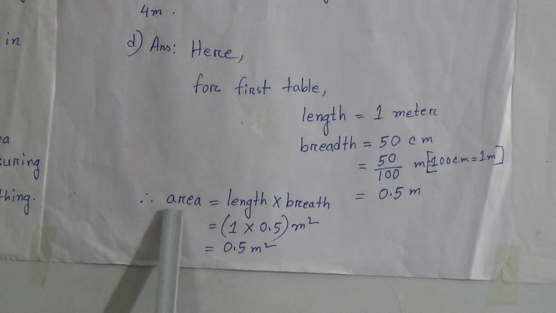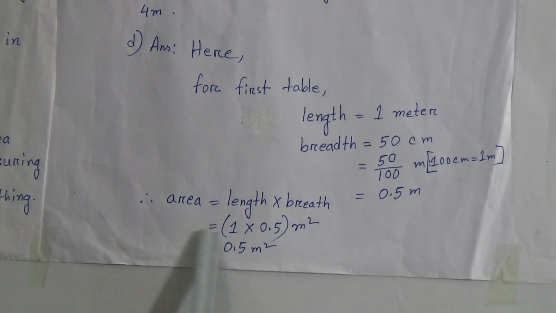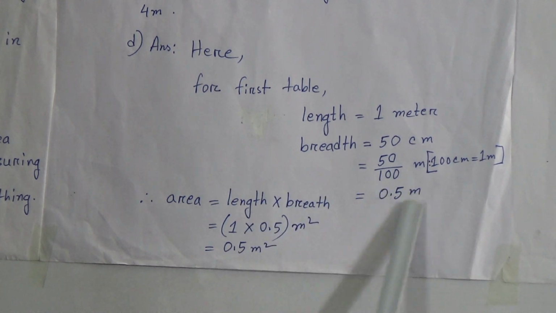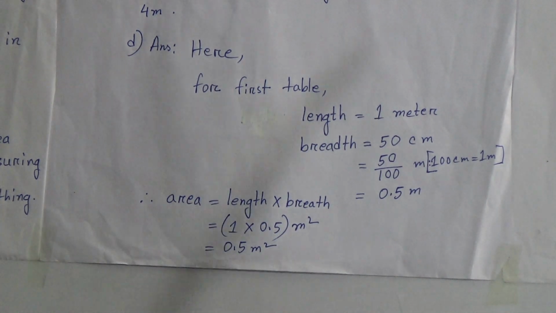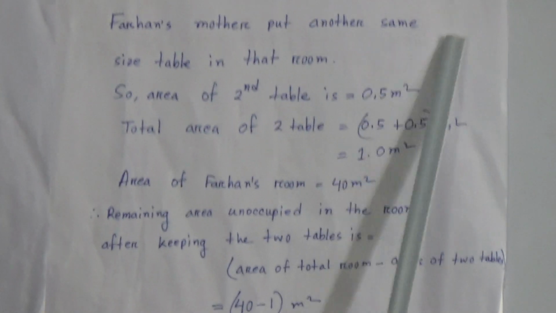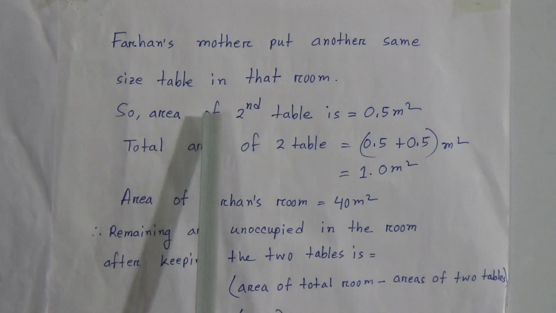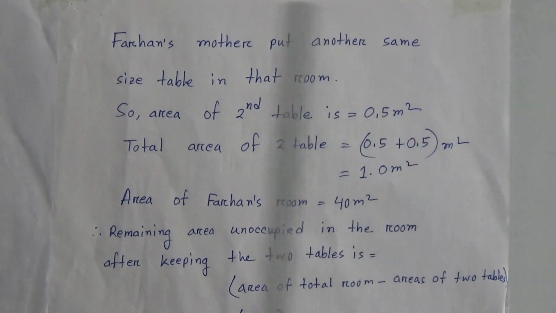Then we will write here the formula of area equal to length multiply breadth, and if we place their value, length value is 1 meter and the breadth value is here now 0.5 meter. If we multiply them, then we will find here 0.5 meter square. Now come to here, Farhan's mother put another same size table in that room. So area of second table is 0.5 meter square.